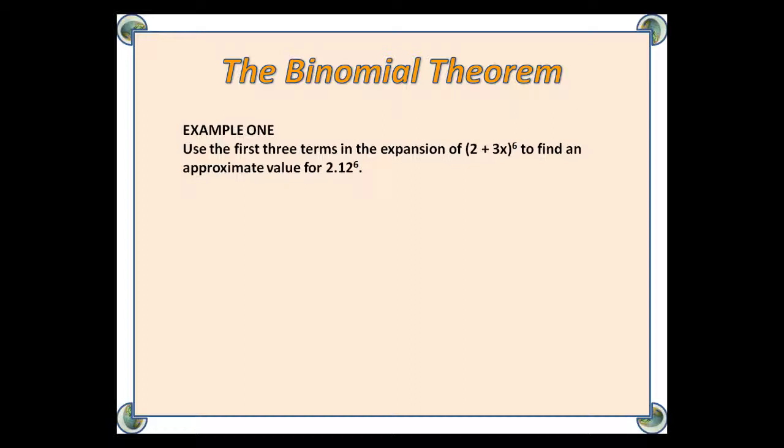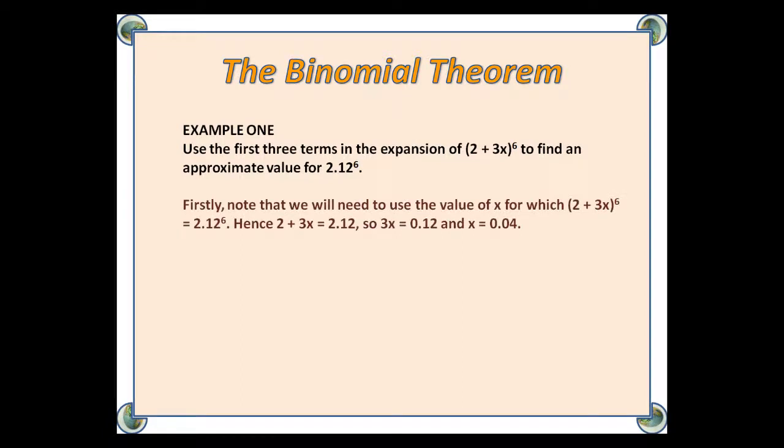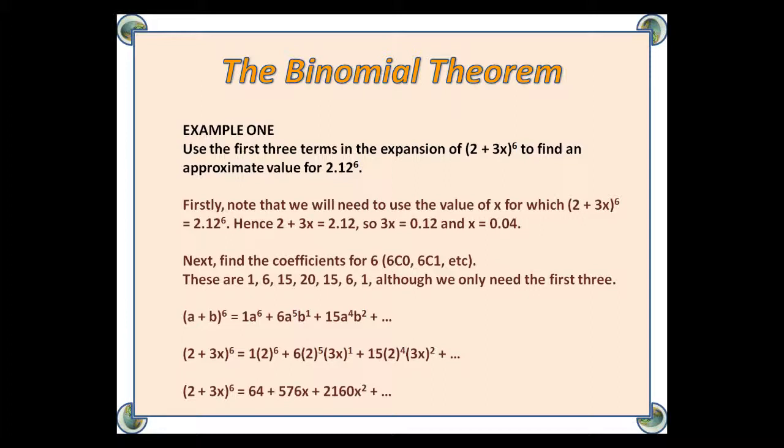Example 1. Use the first three terms in the expansion of (2 + 3x)^6 to find an approximate value for 2.12^6. Firstly, we should note that we'll need to use the value of x for which they are the same. (2 + 3x)^6 is 2.12^6. So 2 + 3x is 2.12, and we can work out that x is 0.04. Next, we find the coefficients for 6C0, 6C1, etc. They're 1, 6, 15, 20, 15, 6, 1, although we only need the first three, 1, 6 and 15.